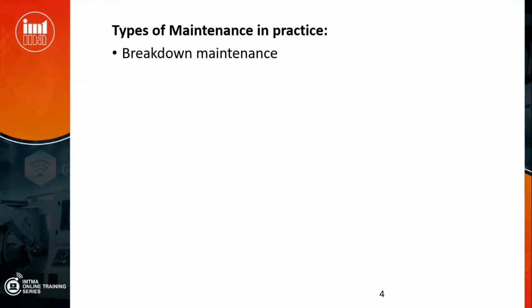What are the different types of maintenance being practiced in various industries? To start with, breakdown maintenance, which is very common in every area. Whenever a particular piece of equipment breaks down, a maintenance person will be called and he will attend and put the machine back into operation. This is called breakdown maintenance. This has its own advantages and disadvantages.